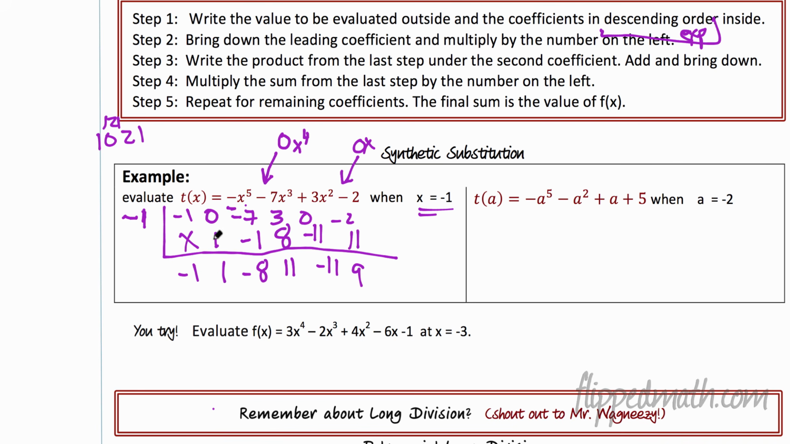So you multiply, put the number there, add. Then multiply, put the number there, add. And you go all the way down. Our last number here is 9. So we're done. That's how you do it.